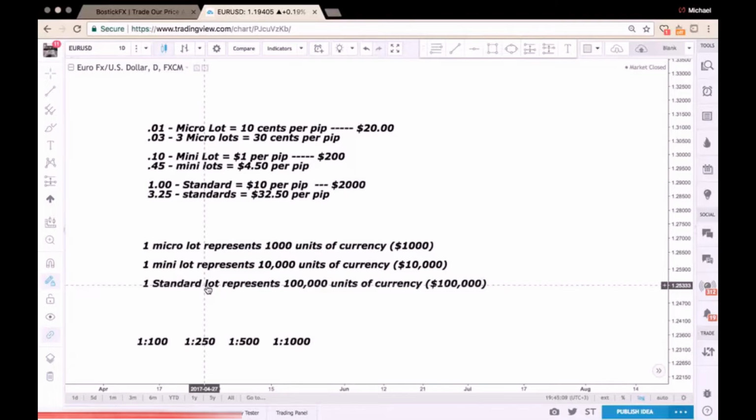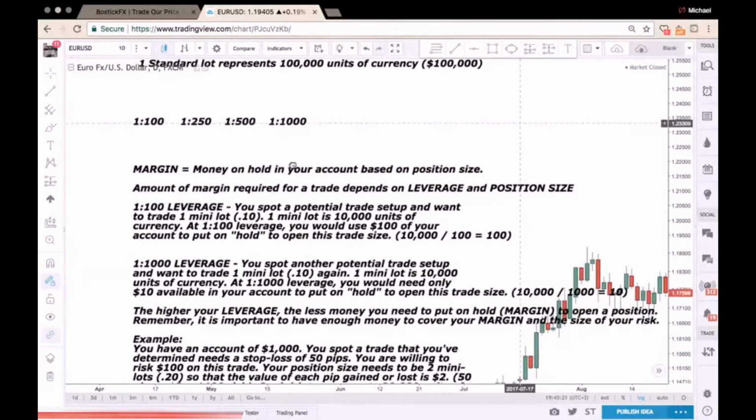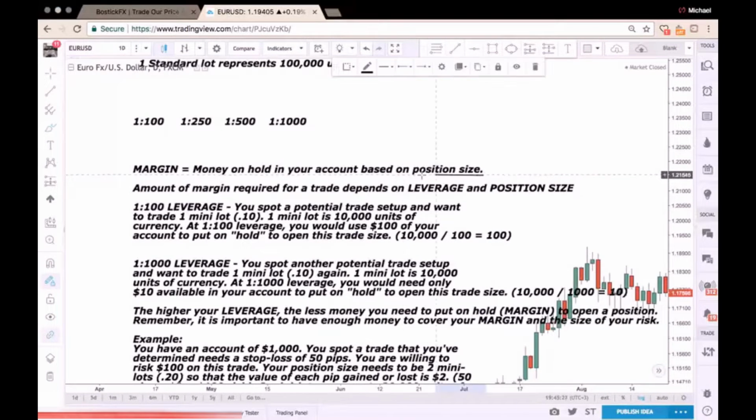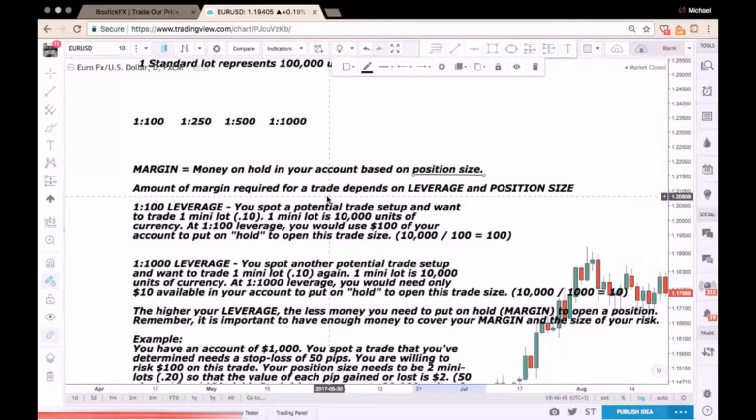And then, of course, you would need additional funds in your account to handle the trade itself, because you're making or losing $10 per pip. Okay, so let's go down here. As I've written already, margin equals money on hold in your account based on position size. The margin required for a trade depends on leverage and position size.